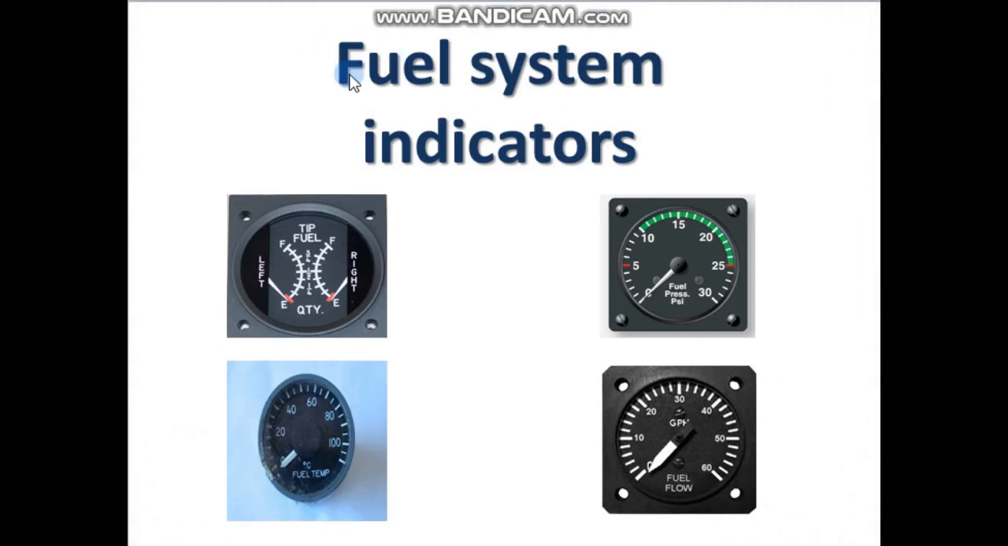Today we are going to talk about fuel system indicators. Chapter 14 of the Airframe book. We have four instruments for indicating fuel systems. The first one, fuel quantity gauge. The second one, fuel pressure gauge. The third one, fuel temperature. The last one, fuel flow indicator. Today we are going to talk about the fuel quantity gauge on large aircraft and small aircraft.